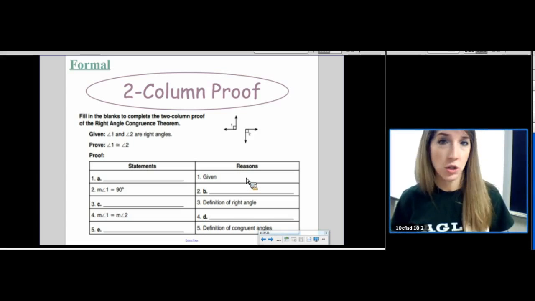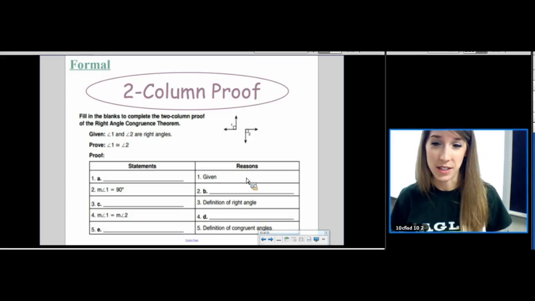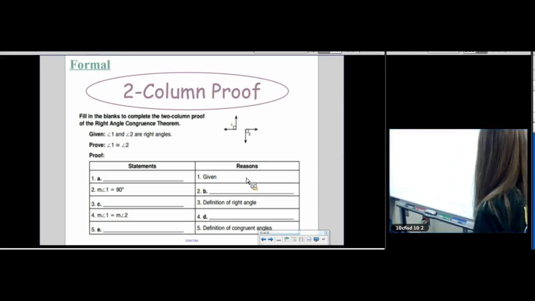No, you're not going to do a two-column proof today. And no, you're not going to do it on your homework. And no, it's not going to be on the angles test. But it might be on the next test. Okay, but I want to show you how it works.